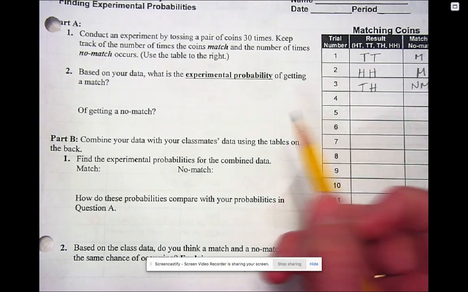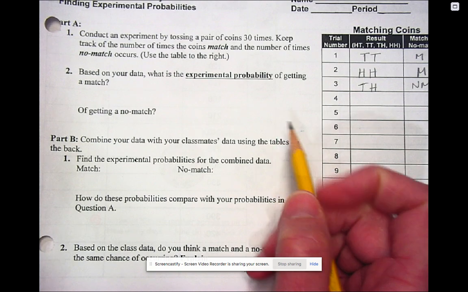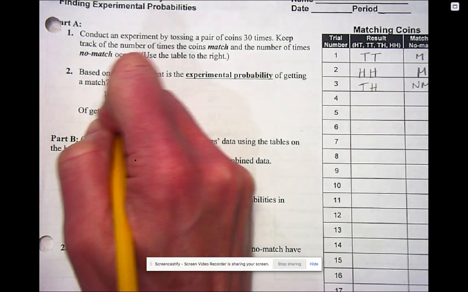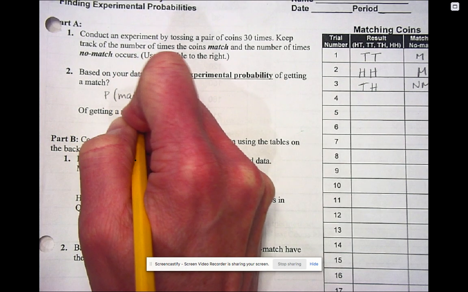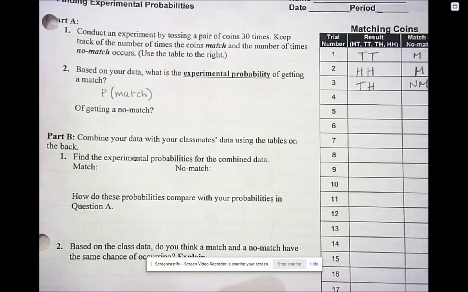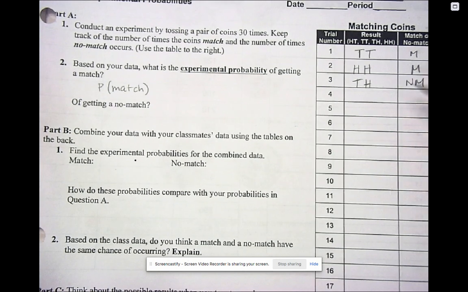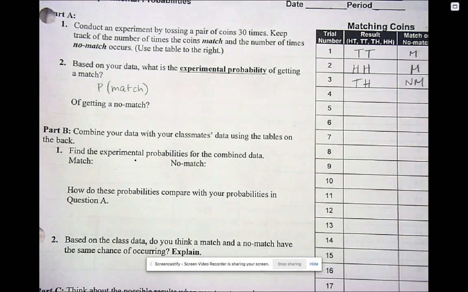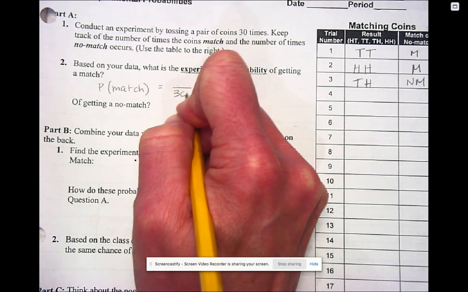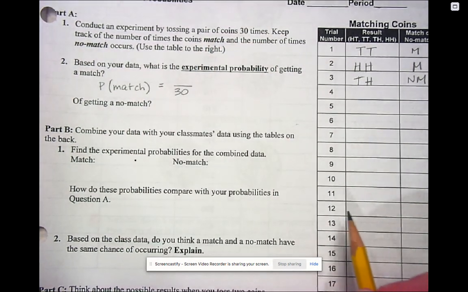Okay, based on your data, what's the experimental probability of getting a match? Okay, so I'm going to write that using some of that notation I just talked about. So what's the probability that I'm going to get a match? Now everyone might have slightly different answers for this. What you're going to do is go ahead and just count up the matches that you had, and it'd be however many matches you had out of 30. That would be your experimental probability.